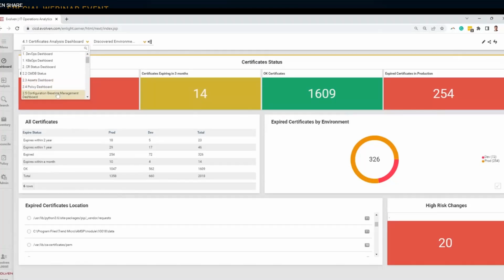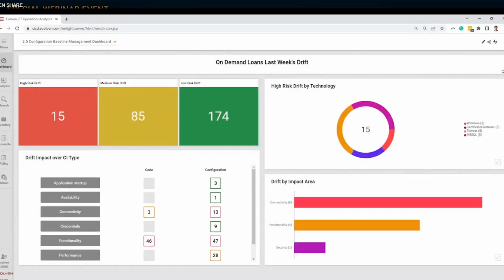So we also want to monitor and verify that the environment doesn't drift from the defined baselines. In this example, the dashboard shows a drift for last week for a specific application called On-Demand Loans. You can roll up, obviously, all this information into statistics and details per environment, type of technology, business server, set of applications, entire data center, entire cloud account, and so on.